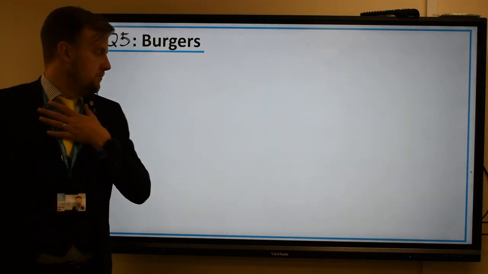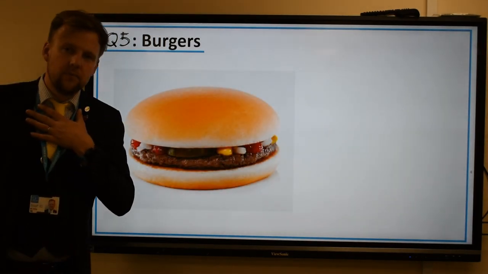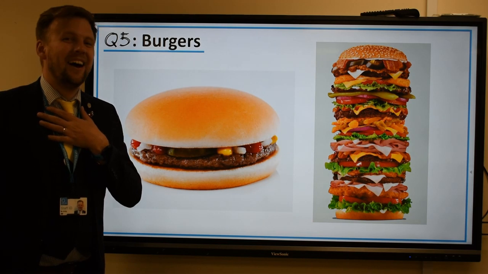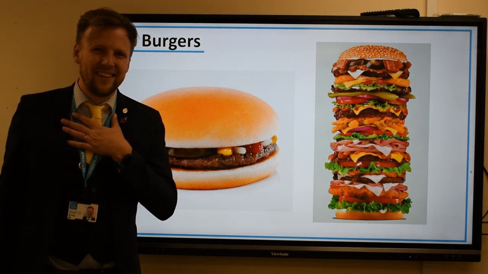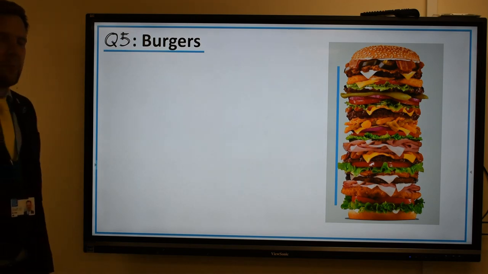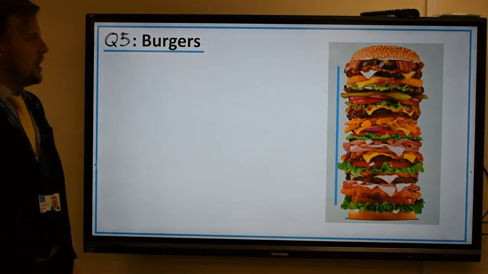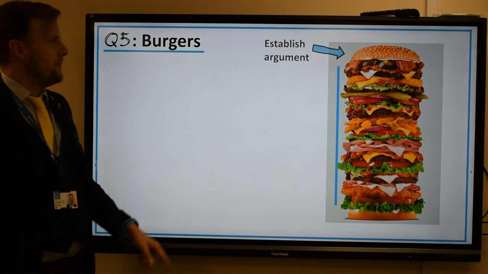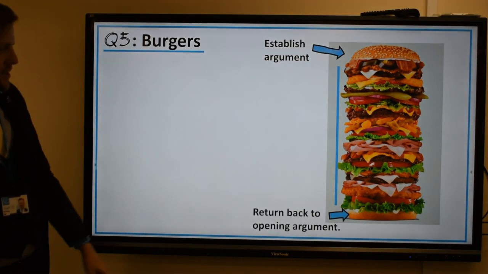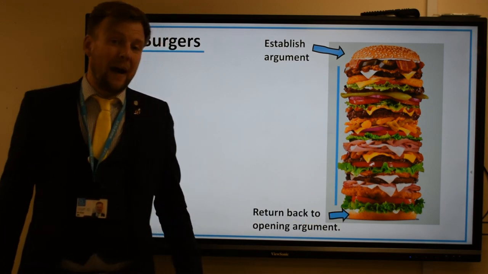Now, burgers. I love a burger. This one's alright. It's not as good as this one though. That's my burger. That's the one I want. I want a burger with loads and loads of stuff in it. So, let's make our paragraphs like those burgers. A burger has bread at the top. That's our central argument. At the end, it has bread at the bottom, so we return back to that argument.